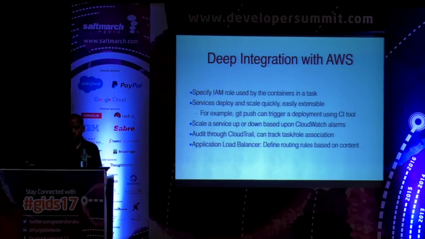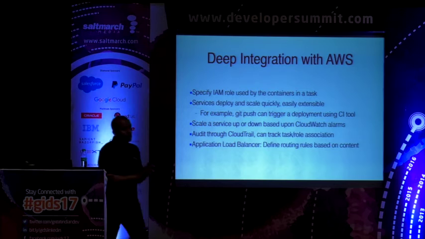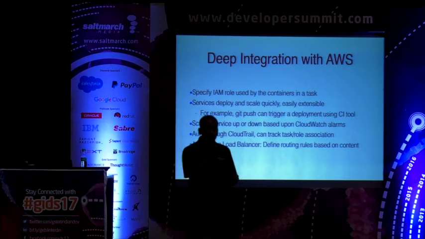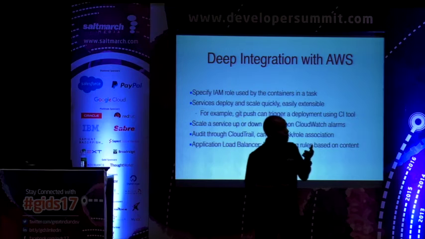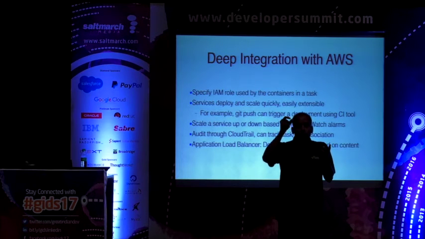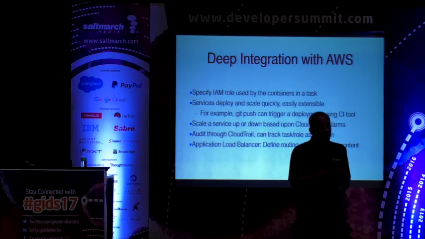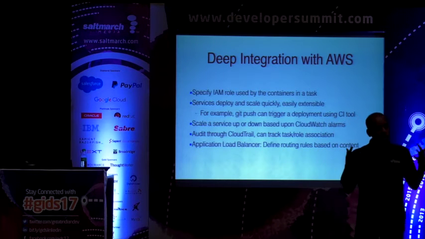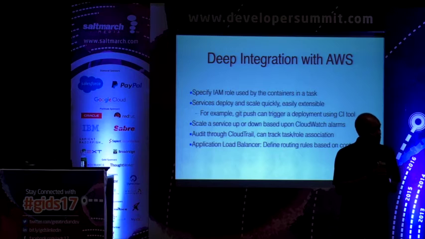So before I get into the demo, let me talk about how deep the integration with AWS is. For example, one of the cool features is how you can take an IAM role and attach it to, say, the containers in a particular task, which can be run only in that IAM role. And you can make that per task specific. So that's pretty cool. Then you can say the services can deploy and scale very quickly, and they're very easily extensible as well. In the sense, you can start saying, every time I do a git push, that can then trigger a deployment using a CI tool into the ECS cluster itself.